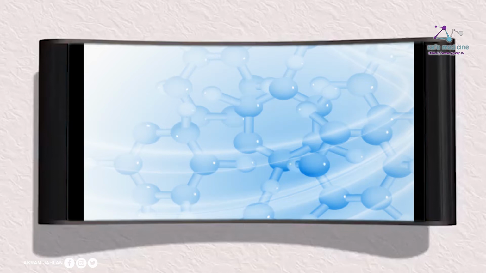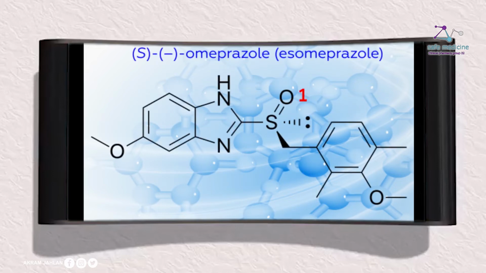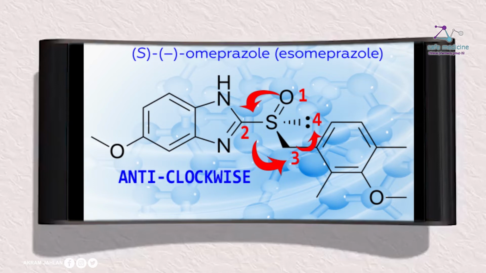Absolute configuration of esomeprazole. Using the same method, we arrange it but without a shift, like this. The direction is anti-clockwise, and the compound is called esomeprazole.